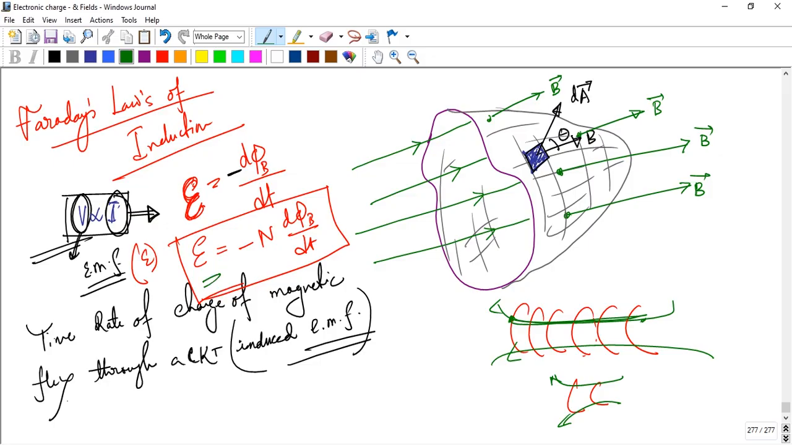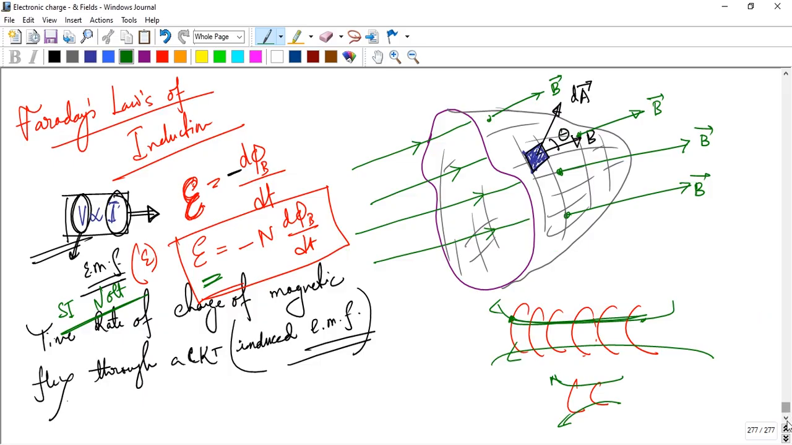Okay, so the final conclusion is that Faraday's law of induction gives the EMF, and the unit of EMF is the volt, obviously. Keep that in mind. So the EMF is equal to minus n d phi B by dt, where the minus sign shows the direction of the EMF is opposite. That is the rate of change of magnetic flux through a circuit.